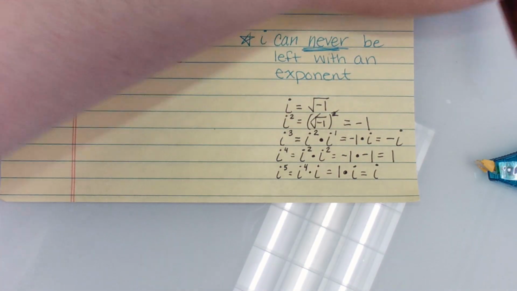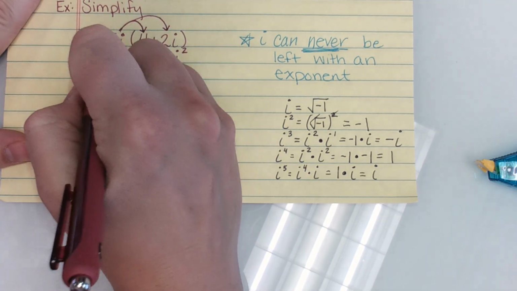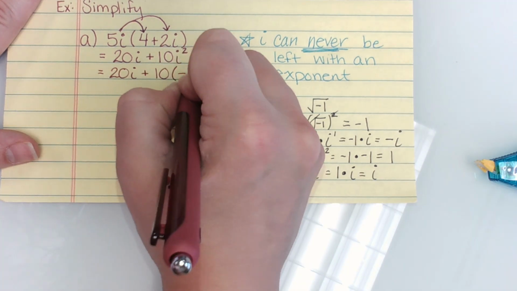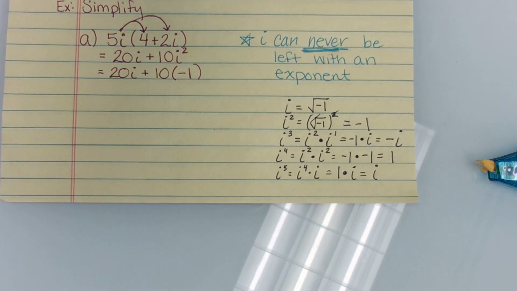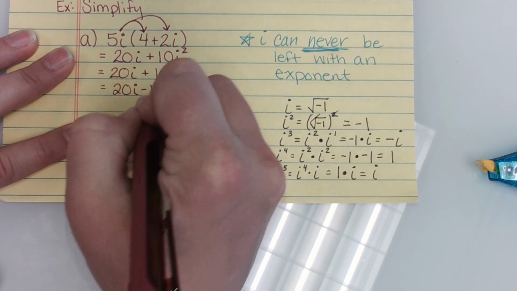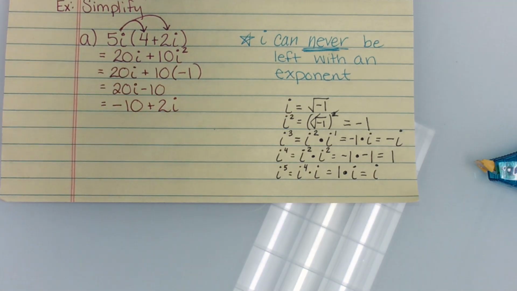So, distributing this is accurate, but it's not done. If you see i to a power, it needs to be simplified. I replace my i squared with the negative 1 that it's equal to, and I go from there. What's between the 10 and the negative 1? Multiplication. What is 10 times negative 1? So this is 20i minus 10. Or more commonly, you'll see it written as negative 10 plus 20i, because generally, in a complex number, they like to have the real part first.